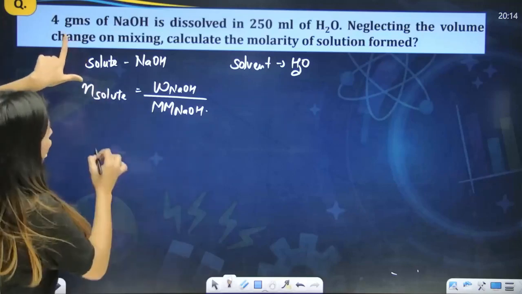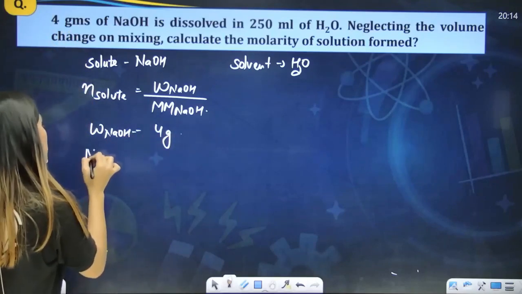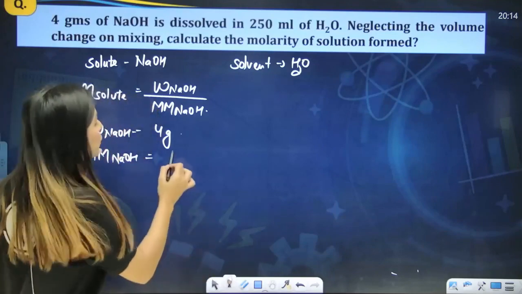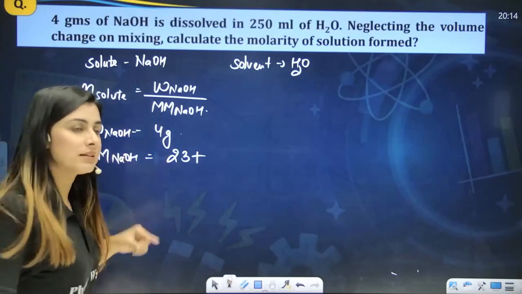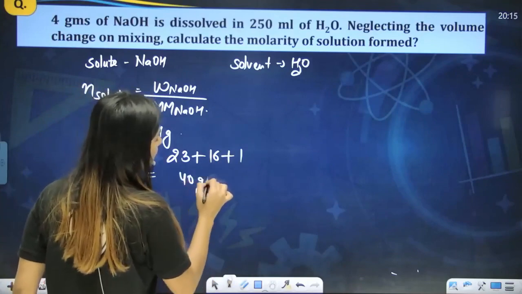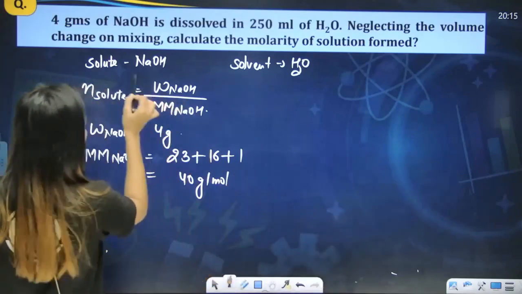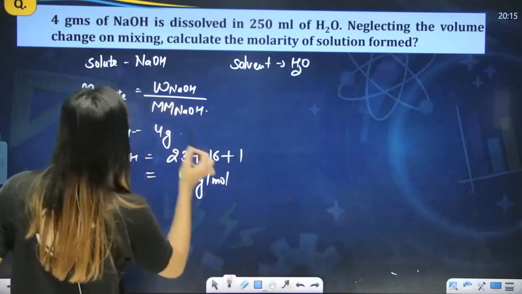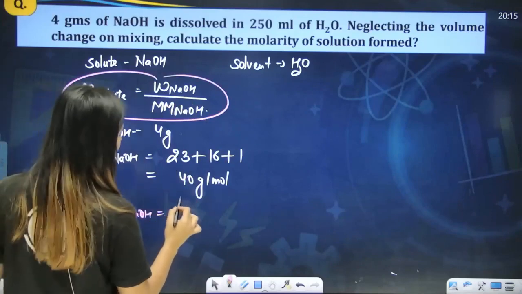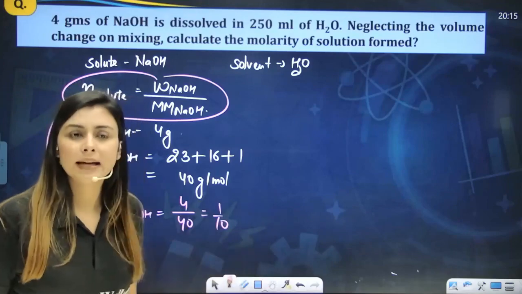Now, my dear students, you are given the mass of NaOH equal to 4 grams. I know that the molar mass of NaOH is, tell me, the molar mass of sodium is 23 grams per mole. You need to memorize these. Plus oxygen molar mass is 16, plus hydrogen molar mass is 1. So this will be equal to 40 grams per mole. From here, we can put these values into this formula. Moles of NaOH will be equal to the given mass, which is 4, divided by molar mass, which is 40, which is equal to 1 upon 10. So the moles of NaOH came out to be 1 upon 10.